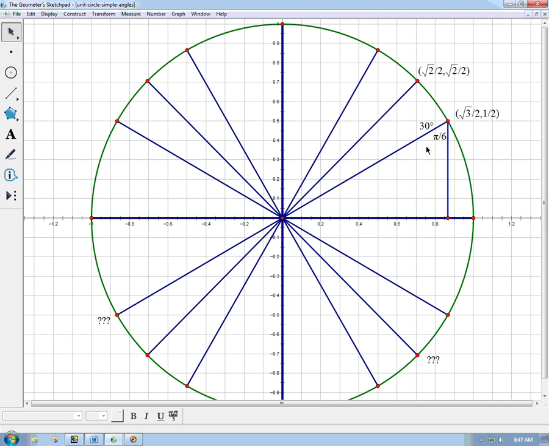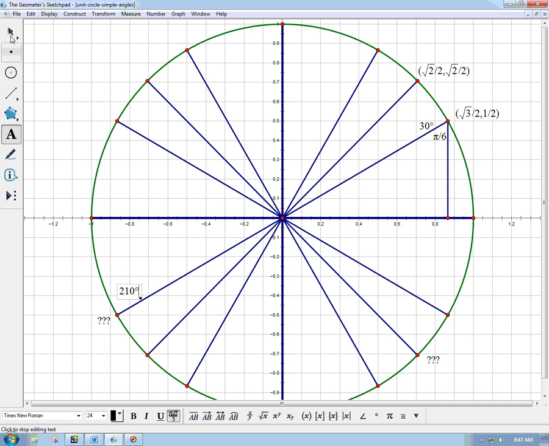So let's see. In terms of angle, we go all the way around 180 and then plus exactly the same angle or the same arc of the circle as we did here. Okay? So that's going to be 180 plus 30. That's going to be 210 degrees. So this guy is 210 degrees.